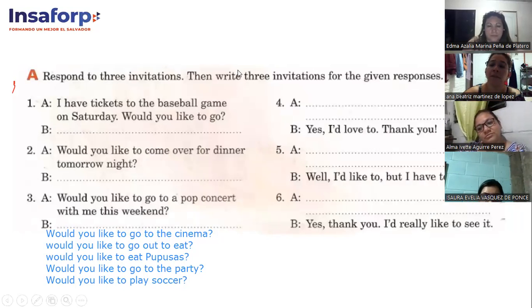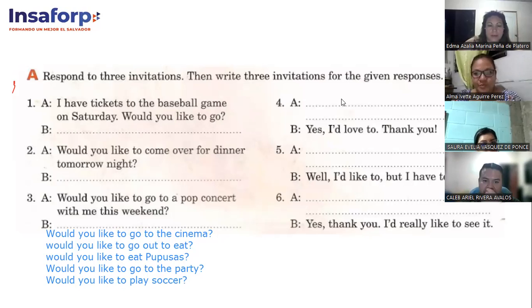Teacher, I have a question. Why does it say come over? Porque significa quieres venir. Come over es venir a casa. Es la expresión. Would you like to come over for dinner tomorrow night? Porque como come ya significa venir, ¿verdad? Sí, pero cuando se usa con over da más énfasis. Would you like to go to a concert with me this weekend? Yes, I'd love to. Okay.